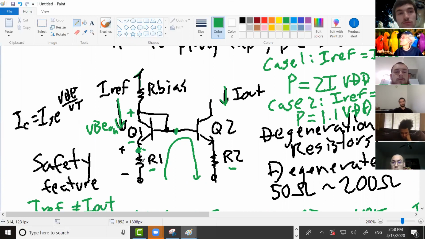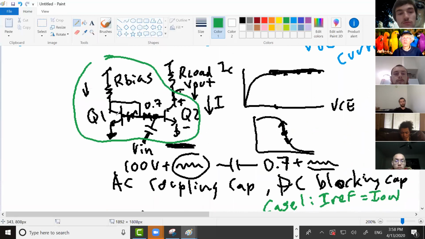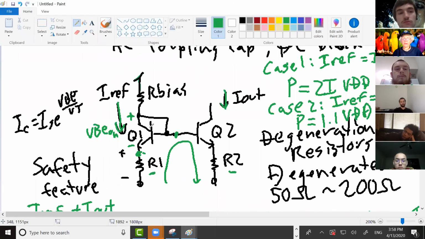Can somebody say that better? So do you agree up here? If this is 0.7, then you have to drop 9.3 volts across R bias. Okay. And down here, you still have 0.7 volts drop across the transistor. Across the rest of the resistors, you have to drop the remaining voltage, which is still 9.3 volts.